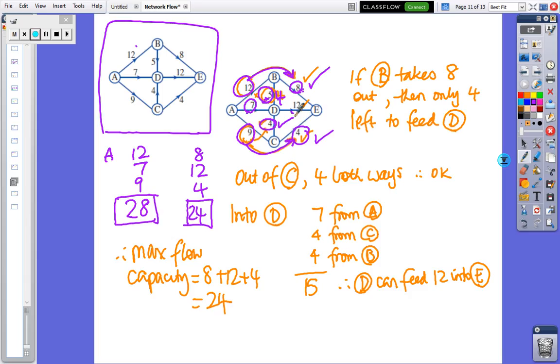Okay, we've got 7, and we've got 12 coming out, and I've got the 4 from the top, the 4 from underneath, and I've got 7, so I can deliver 12, which means I can deliver the 8, the 12, and the 4. So the flow capacity is 24. There's no problems there. Okay.